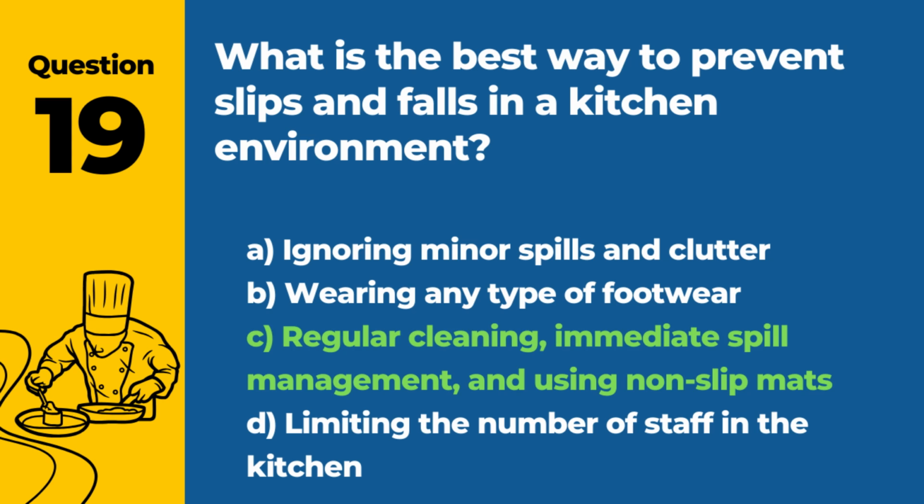Answer C. Regular cleaning, immediate spill management, and using non-slip mats. The best way to prevent slips and falls in a kitchen is through regular cleaning, immediate management of spills, maintaining an uncluttered workspace, and using non-slip mats in areas prone to wetness.